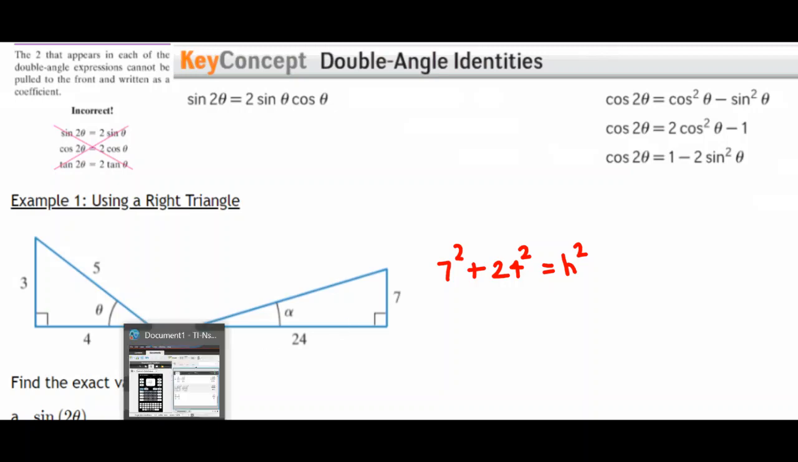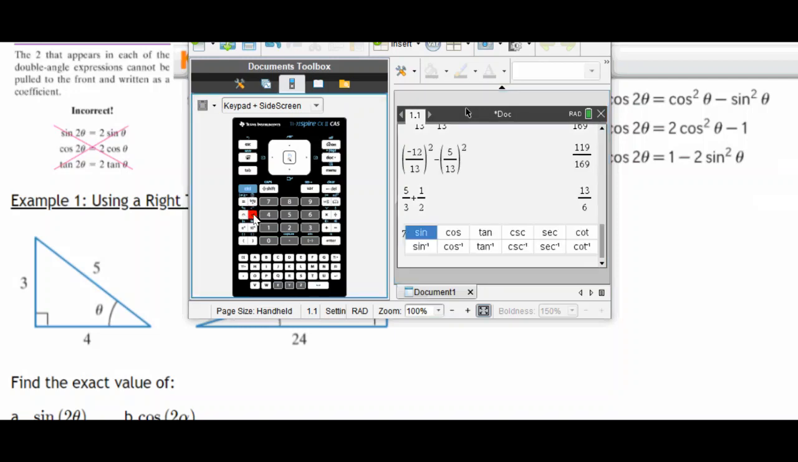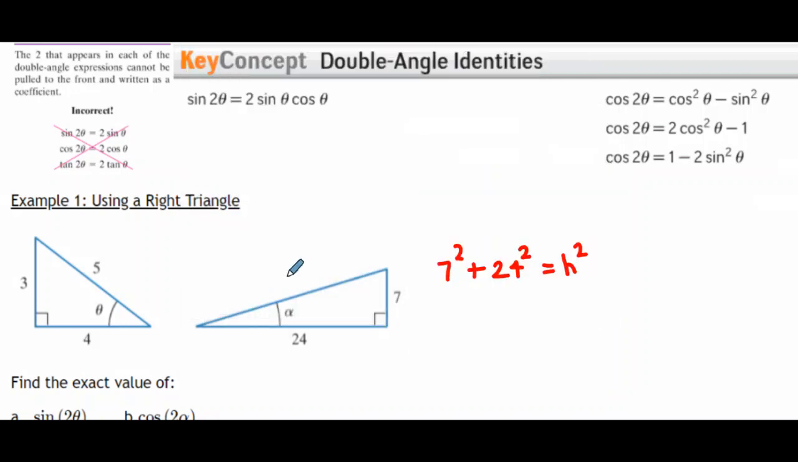So I'm going to type this into my calculator. 7 squared plus 24 squared. And then we want to take the square root of that. Square root of 625, and we get 25. So this side right here is 25.